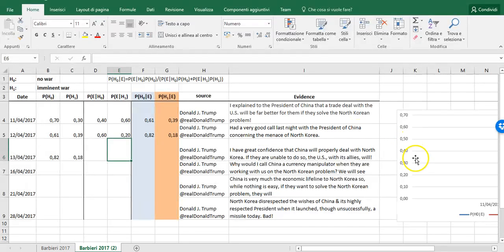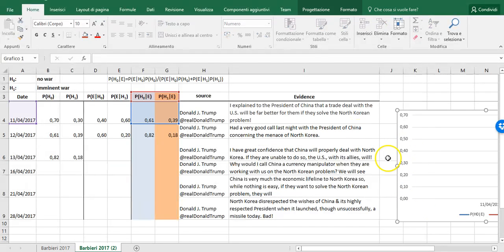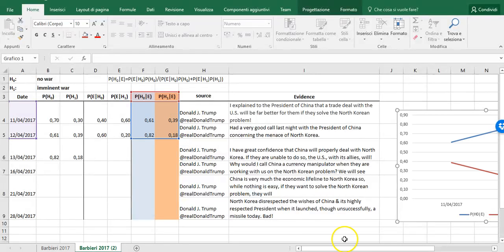Of course, we can update the chart according to our estimates, so that we can keep monitoring the situation.